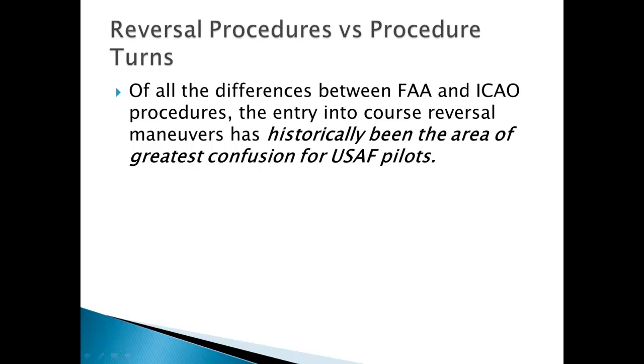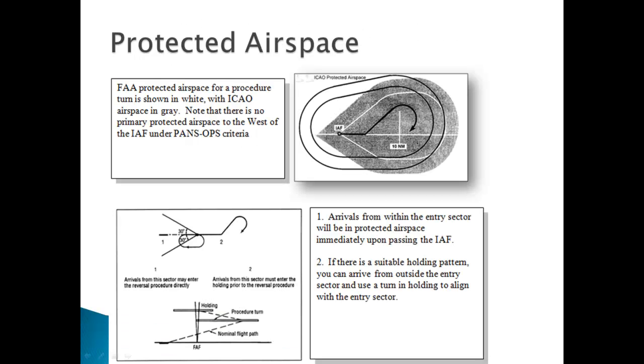Of all the differences between FAA and ICAO procedures, the entry into course reversal maneuvers has historically been the area of greatest confusion for U.S. Air Force pilots. Unlike in the U.S., the course reversal protected airspace may not include airspace on the outbound side of the procedure turn fix. In the figure to the top right, you can see the difference between ICAO and FAA protected airspace.